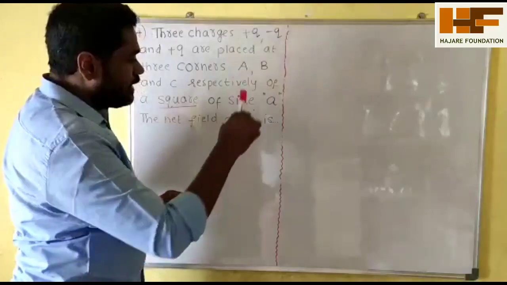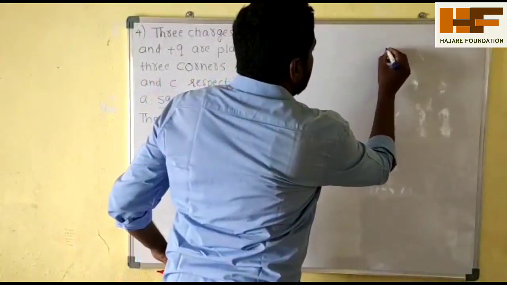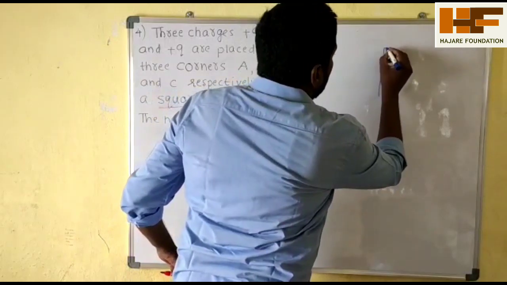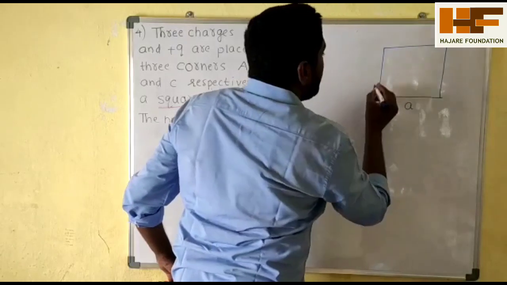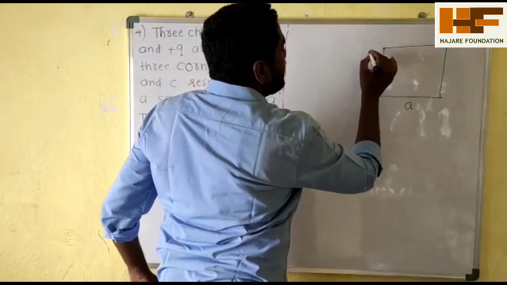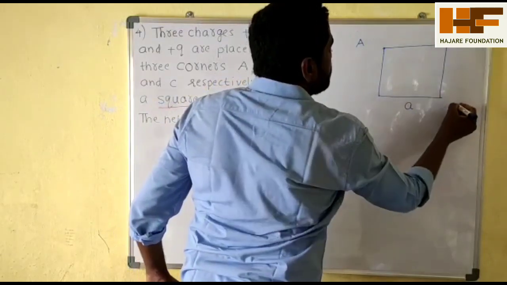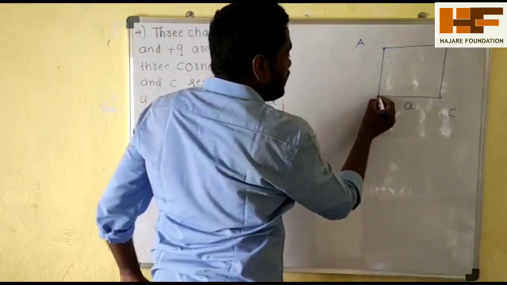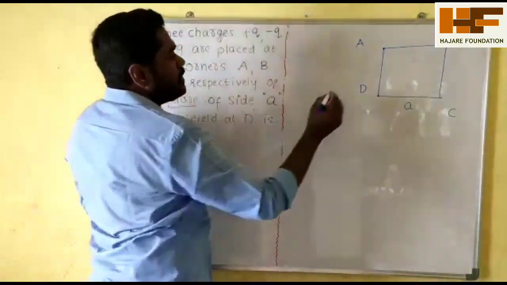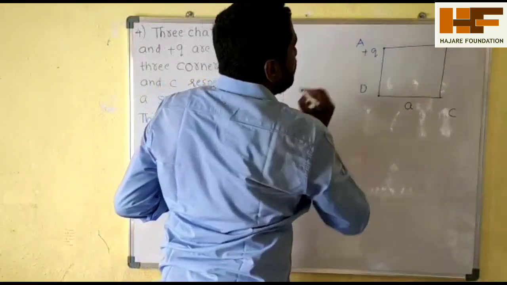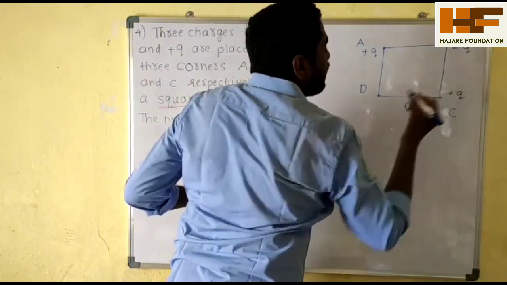First of all, let us draw the diagram. Let us assume this is one square, and this is side length A. I am taking this as A, this as B, and this as C, and automatically this point becomes D. Now, at this point is plus Q, at this point is minus Q, and this is plus Q, as they have given.